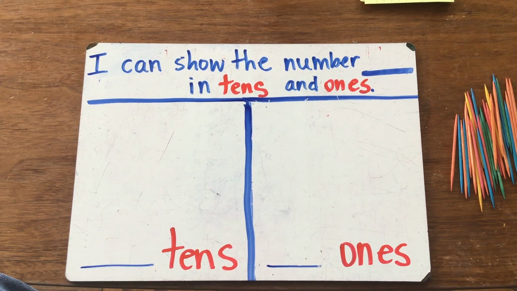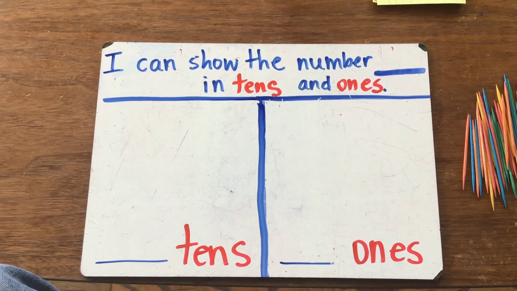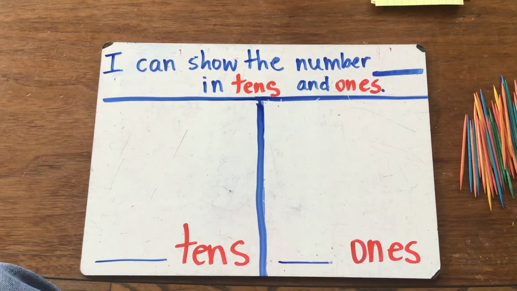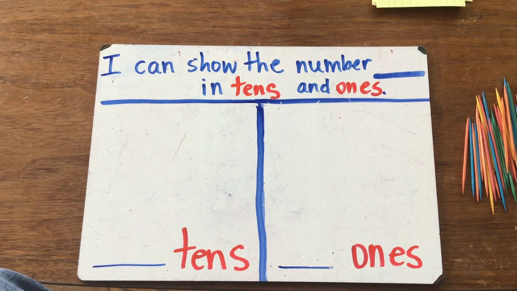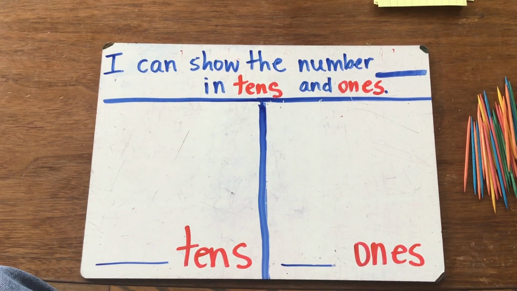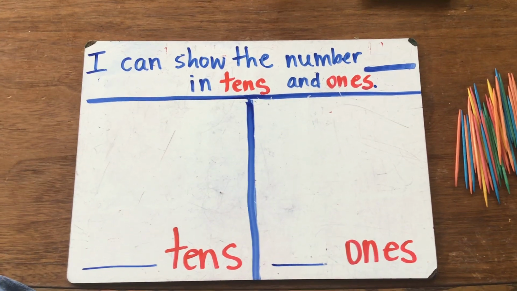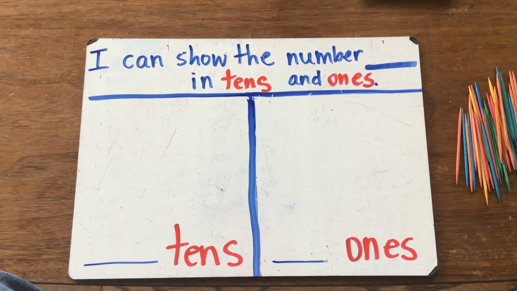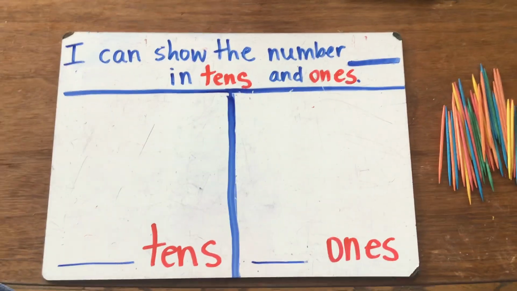Today in math, we're going to talk about tens and ones. How many of you remember the song that goes like this? Numbers in the teens have a group of 10. That's what we're going to talk about today, okay? Numbers that have tens and ones. Today I'm going to show you a number, and we're going to represent that number using objects. We're going to use toothpicks. All right, let's do it.